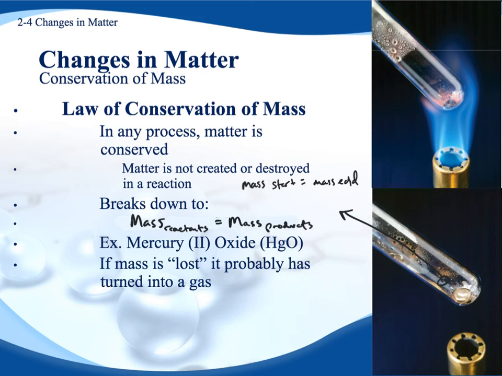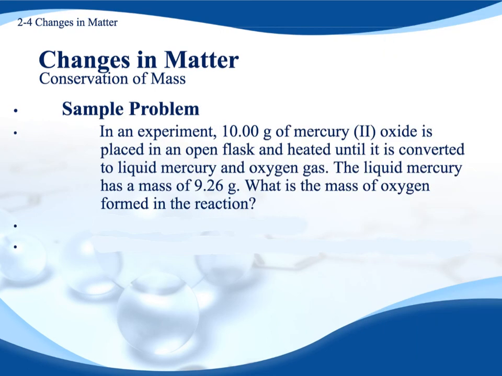Okay, so we can calculate actually how much oxygen is let off. If we weigh this compound before we start, we heat it up, and then we weigh the mercury afterwards, the difference between the mass that we started with and this mass right here is how much oxygen was lost. This is all just going back to the law of conservation of mass.